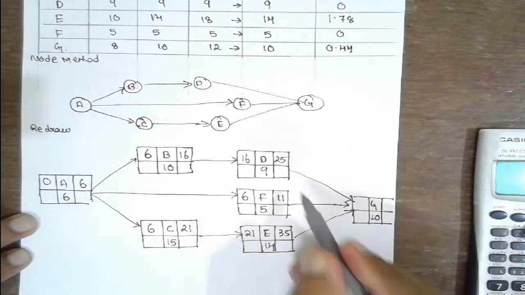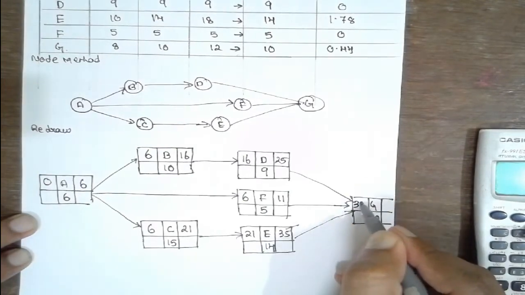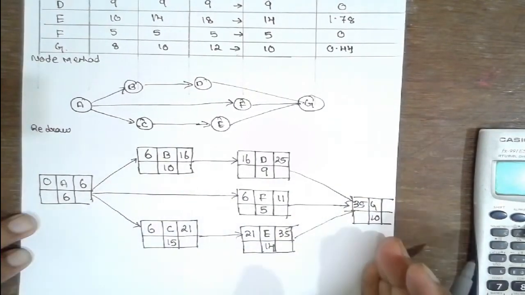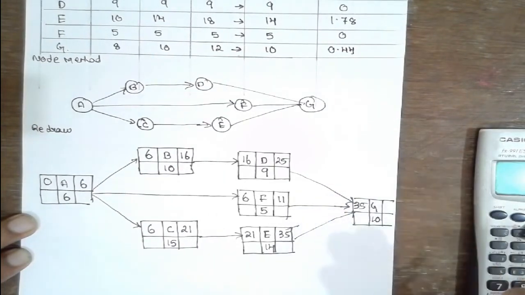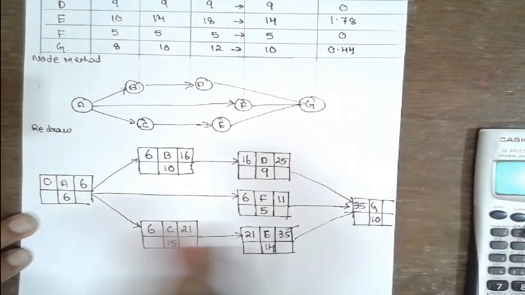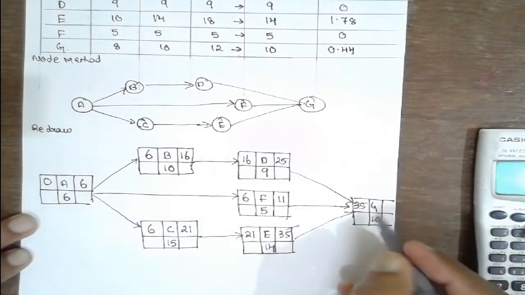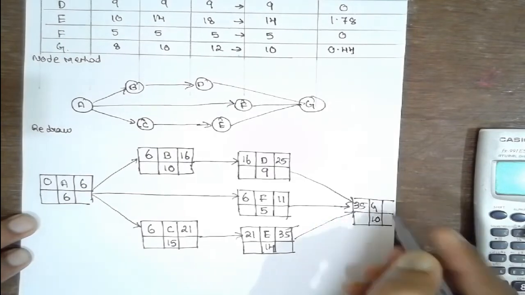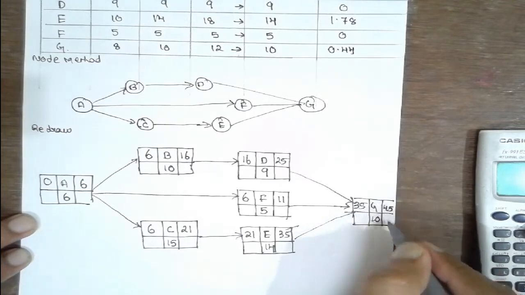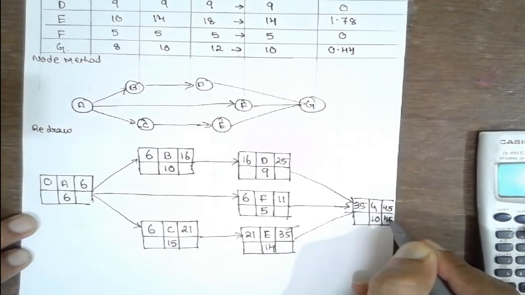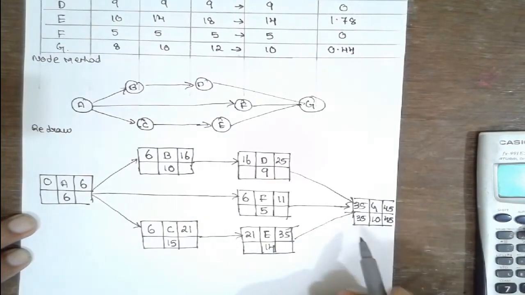Among these three, we have to select the larger one. This is the larger, 35. When we are moving from left to right, you have to select the larger value when the junction appears. Now from right to left, you have to select the smaller value if the junction appears. 35 plus 10, 45. Now here 45. 45 minus 10, 35. First complete the critical path here.